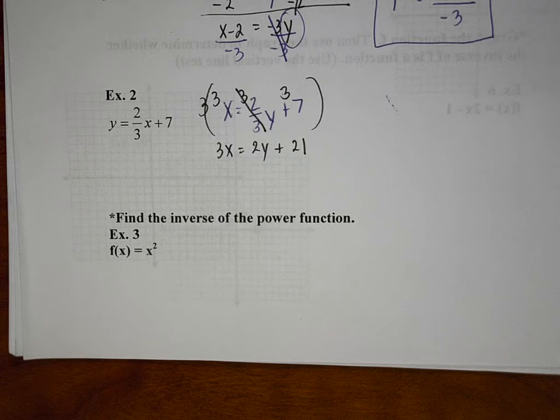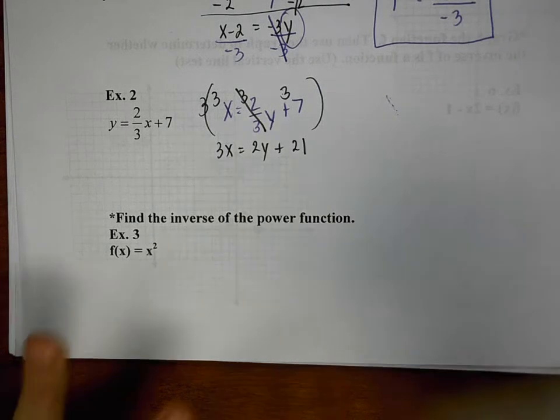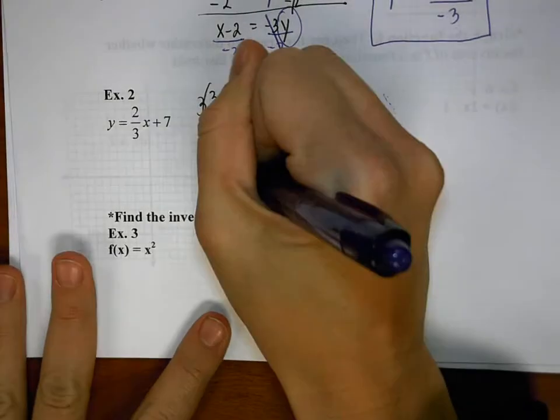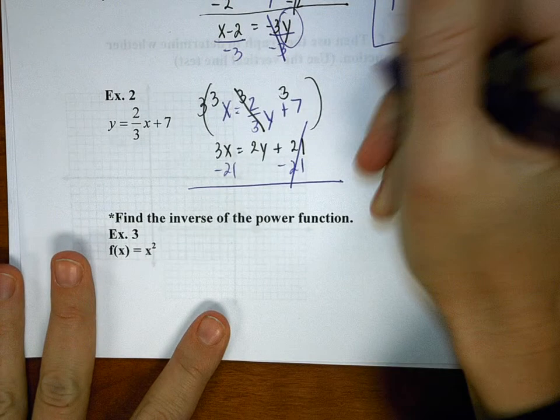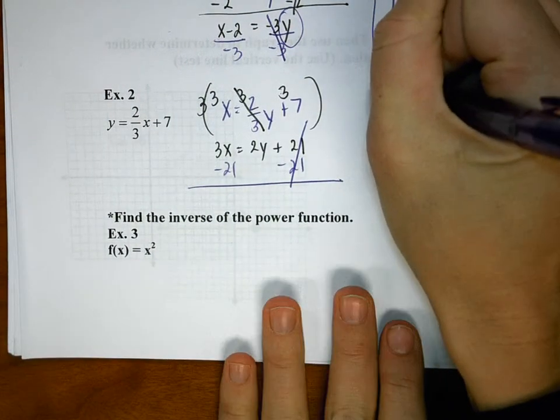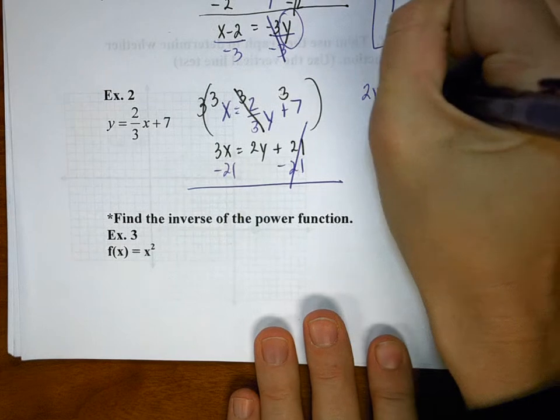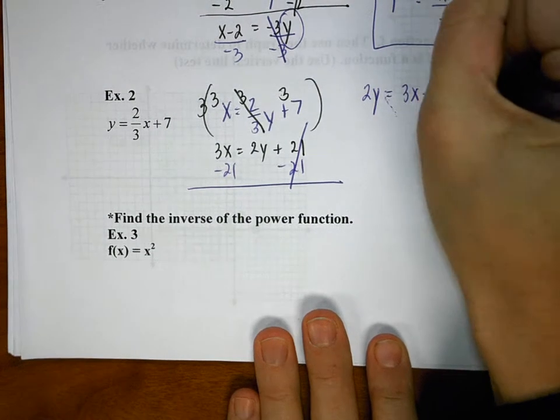Okay, so the object is to get y by itself. So for a popsicle stick, who can tell me my next step in order to get y by itself? Yang, what is my next step in order to get y by itself? Very good. We will subtract 21 from both sides. So now, and I'm just going to write it with y on the left side, we have 2y equals 3x minus 21.